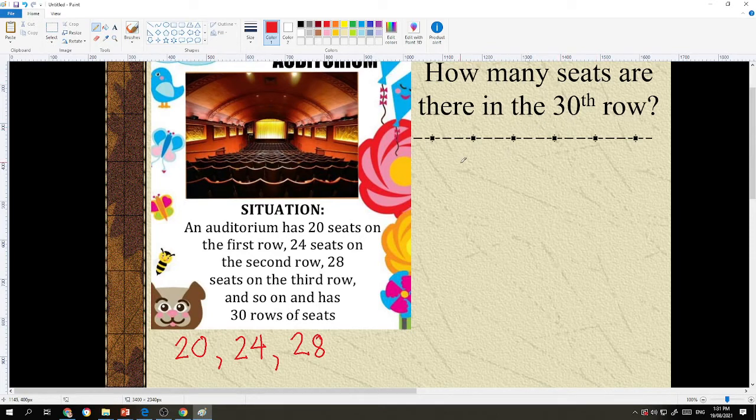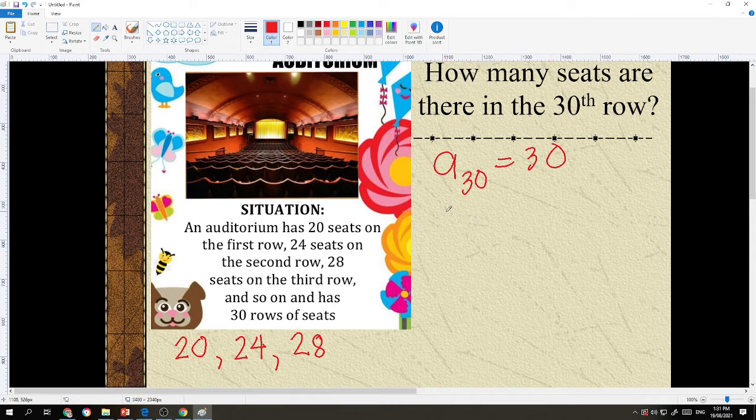Ang gipangita diri is, unsa? A sub n or S sub n? Sige, analyze the question. How many seats are there in the 30th row? A sub n ang gipangita nato. Ang gipangita na jud nato diri si A sub 30. Ang gipangutana na nako kung kini ang question, how many seats are there in the auditorium? O ang gipangita na S sub n. Okay? So makita ni difference kung nag-ingon siya nga first, second, third, fourth, fifth, ang gipangita na A sub n.